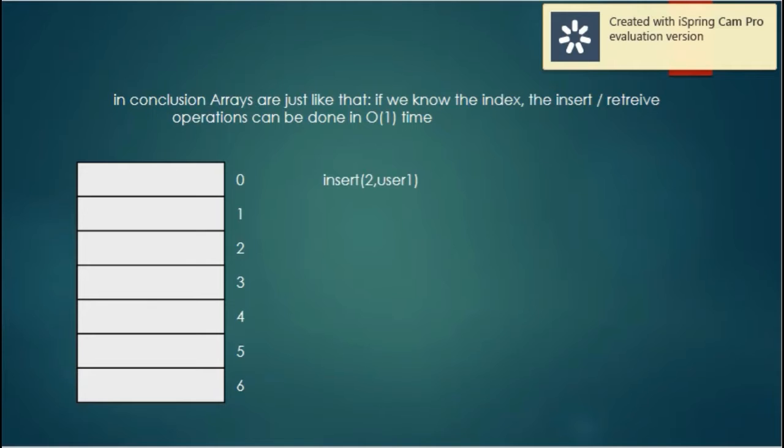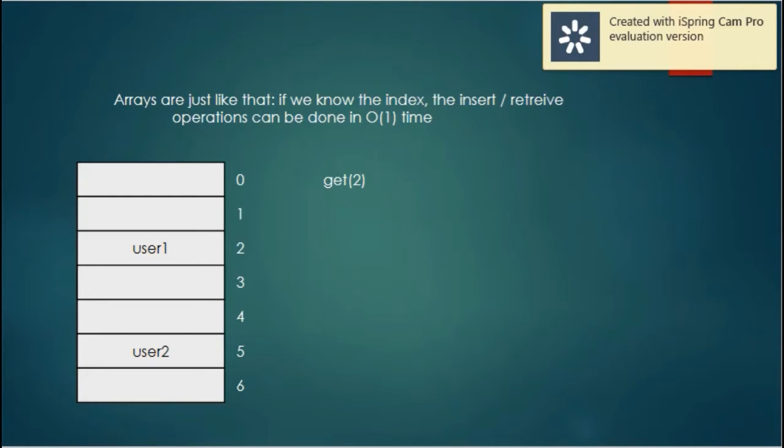In conclusion, arrays are just like that. If we know the index, the insert and retrieve operations can be done in O(1) time. Let's suppose we have an empty array with 7 slots, with indexes from 0 to 6. We would like to insert user 1 at index 2. Of course, we can do it without any problem because an array supports random access, which means we are able to access a given index in an array in constant time. And then insert user 2 at index 5. So what if we want to get the user at index 2? We can get them in constant time complexity.